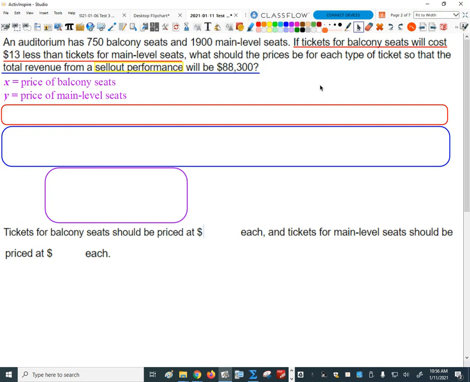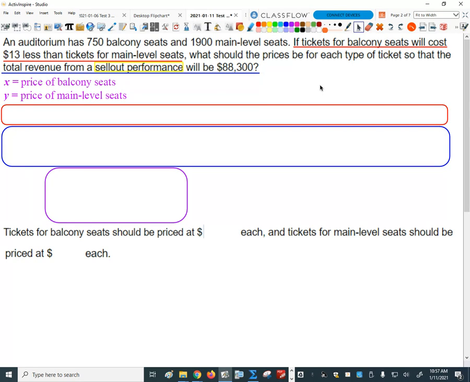What about the phrase up there that's underlined in red? If tickets for balcony seats will cost $13 less than tickets for main level seats, what does that mean in terms of an equation? A lot of times it's best to take these words the way they're written and see if we can rewrite them in a simpler way. If you can ever integrate the words is or are, or a different form of the verb is, that's great, because that means equals, right?